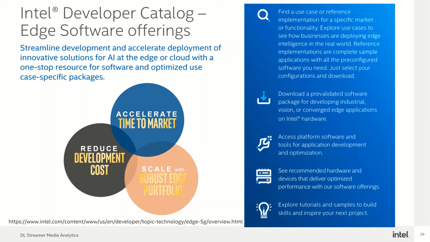So to solve this problem, Intel has come up with Intel Developer Catalog, which provides you a one-stop shop for all your prototyping and development needs. You can find various reference implementations and software packages on Intel Developer Catalog. Download the package and build it and run it with the tutorials and getting started guide that is provided on the developer catalog. And particularly, I'm going to talk about the Edge software offerings, which includes this DL Streamer reference implementation. So the purpose here is to accelerate time to market, reduce your development cost, and provide you with a robust Edge portfolio.